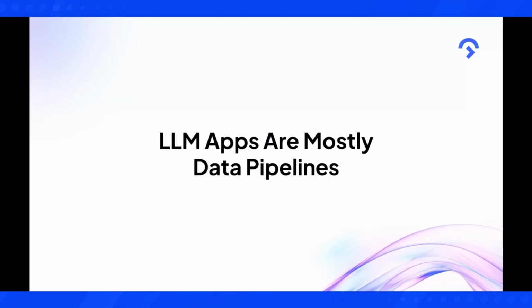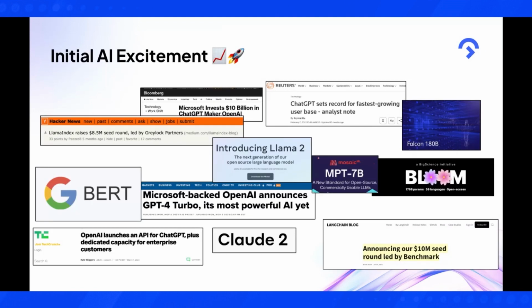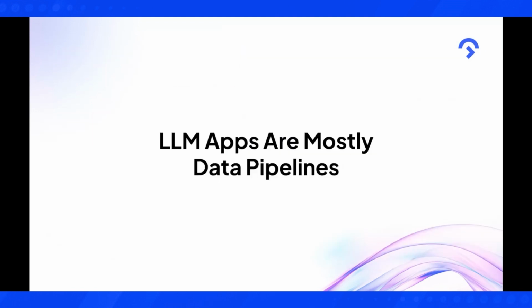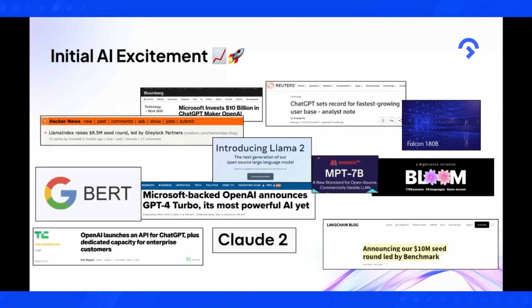So moving on from there, the main piece of this is that LLM apps are mostly data pipelines. This content is based on a blog post I wrote back in August, and I'll go through a lot of what I found there, summarize, and do a little demo. It starts with the initial excitement of AI, where things like ChatGPT came out and all these open source models started to pop up. There was a lot of investment around tooling in this space. So everybody was very excited. We were very excited as users.